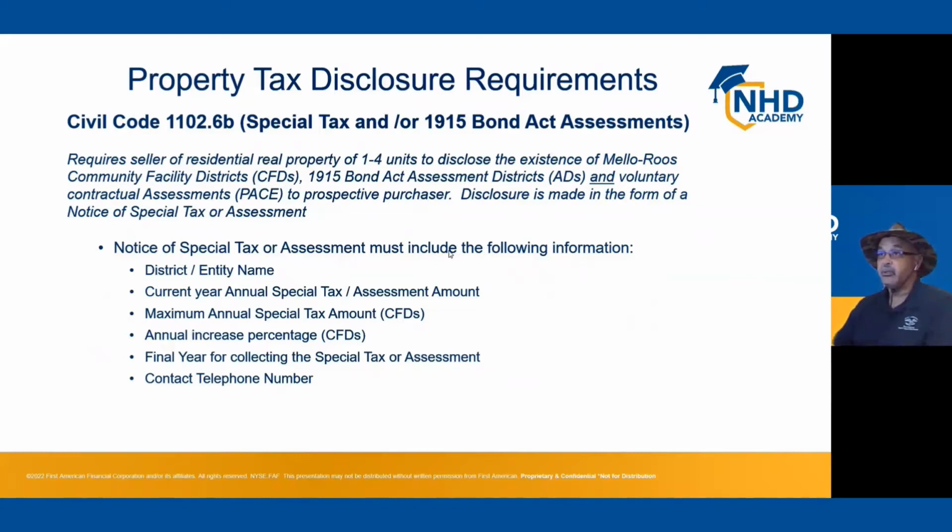That notice must include the following information: the district or entity name, the current year special assessment or special tax amount. If it's a Mello-Roos district, we have to include the maximum special tax amount, which may be higher than the current year charge amount. How much will that maximum amount increase each year if it's a Mello-Roos. And the final year for collecting the special tax or assessment, along with the contact telephone number.